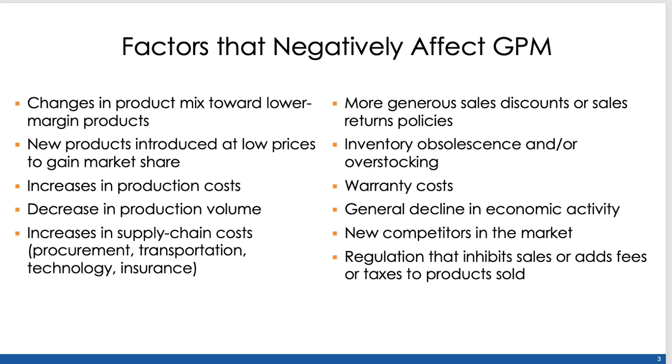High level of warranty costs, general decline in economic activity, also known as recession, new competitors in the market, regulations that inhibit sales or add fees or taxes. All of these are reasons that your GPM might be shrinking. Some of these you will note are things that, well, at first blush may appear to be completely out of your control because they're part of the external environment.